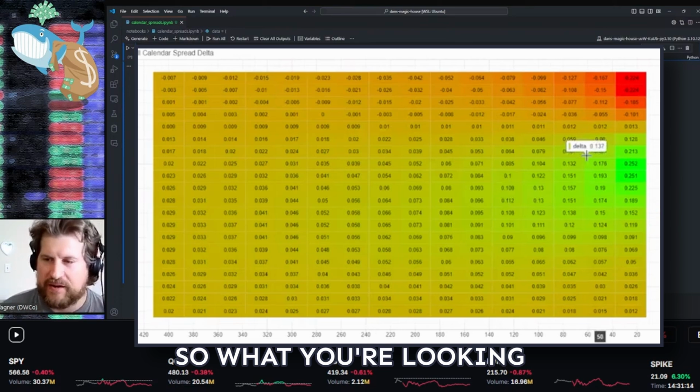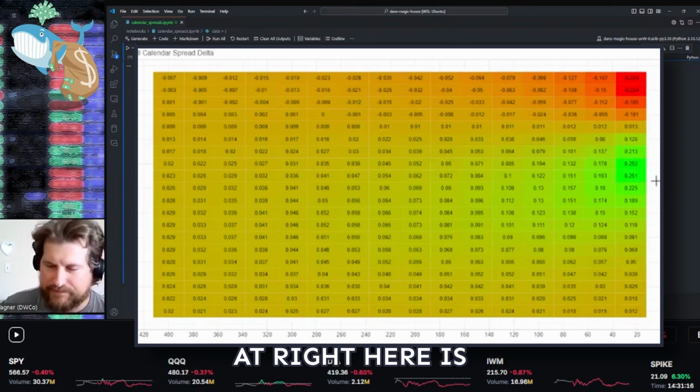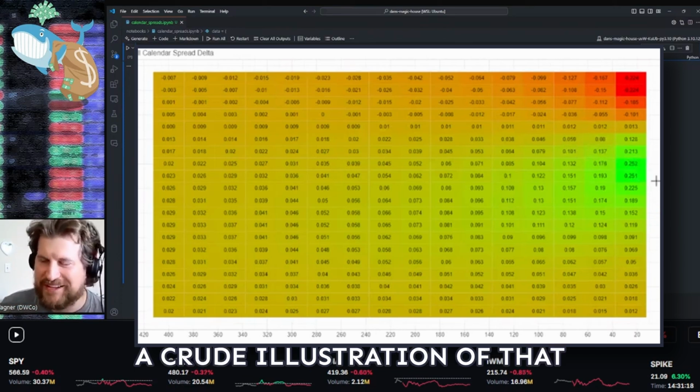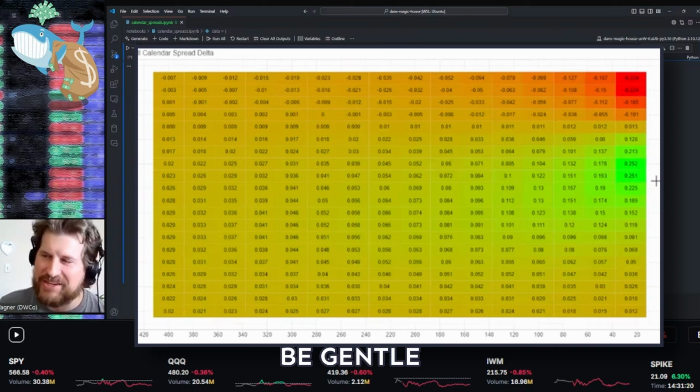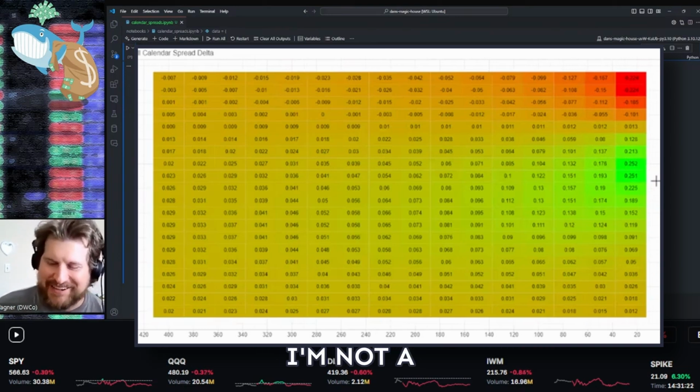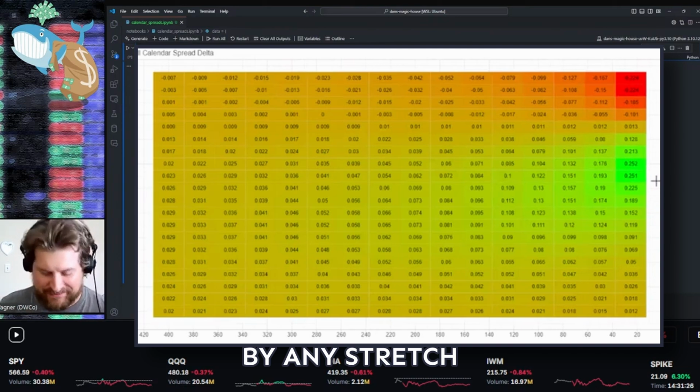And so what you're looking at right here is my crude illustration of that. Be gentle. I'm not a professional programmer by any stretch.